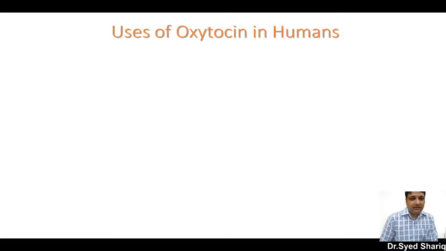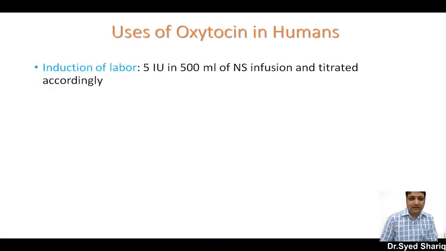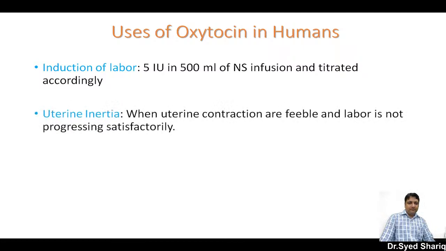Now the uses of oxytocin in human beings: basically it is used for induction of labor. If the labor is not induced and you want to induce the labor, then you give 5 international units of oxytocin, which is mixed in 500 ml of normal saline, titrated accordingly and given to the patient. Usually the labor starts within hours.